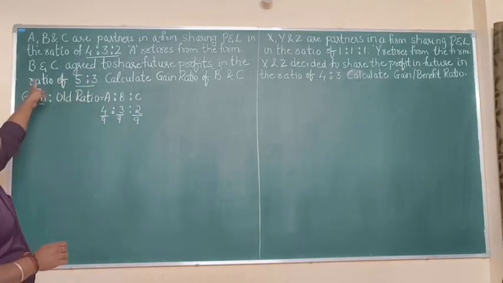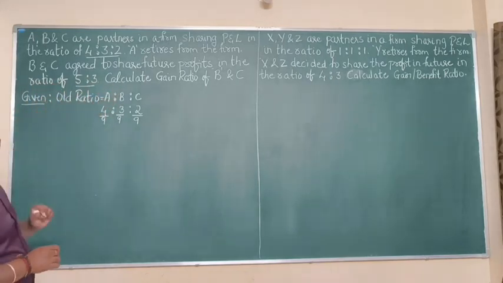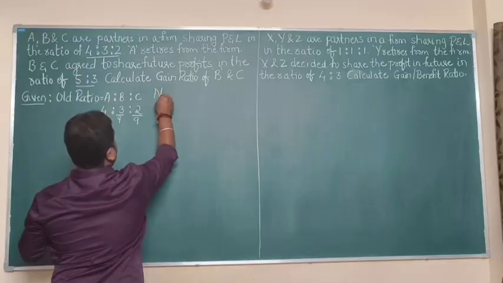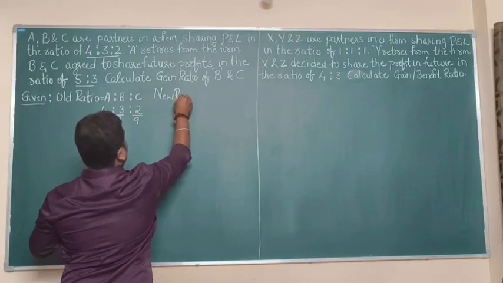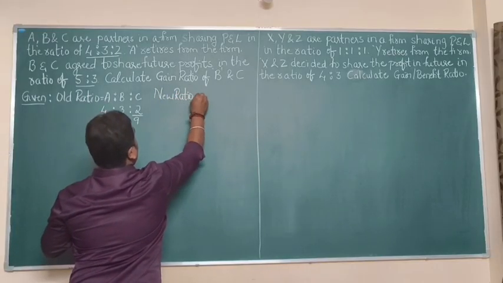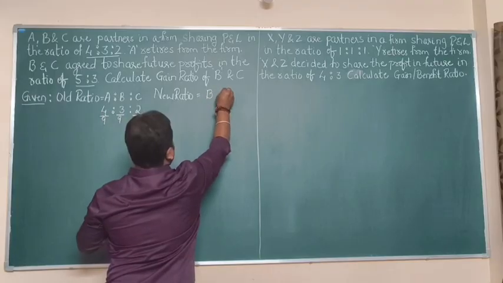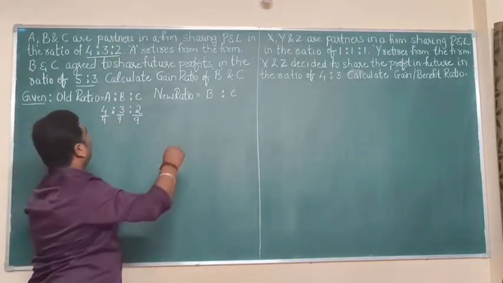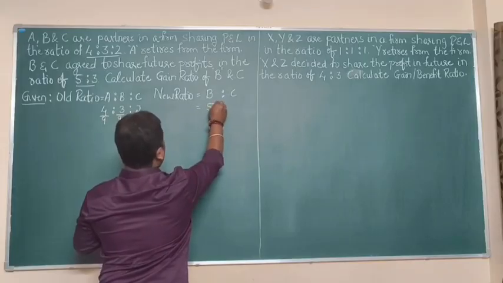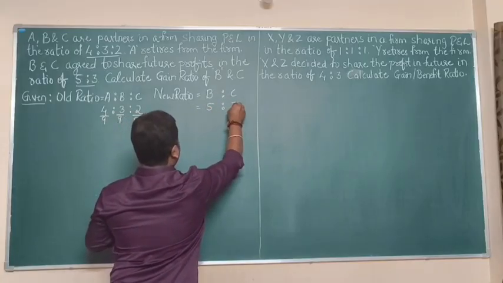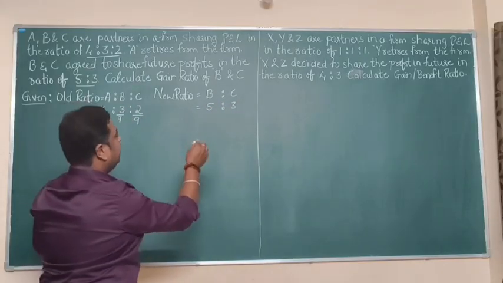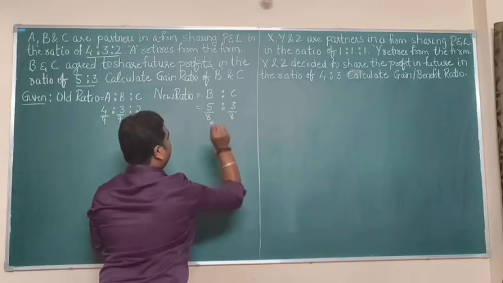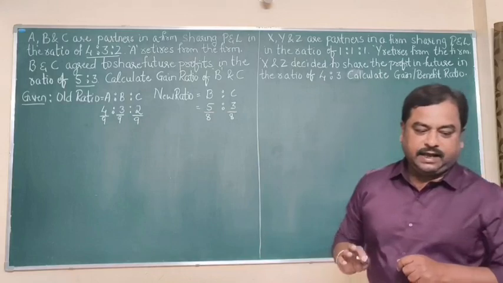Then they have given that B and C agreed to share the future profits in the ratio of 5:3. I'll write it here. New ratio is equal to, whose new ratio? The continuing partners' new ratio. B is to C. What is their ratio? 5:3. 5 plus 3, 8. So 5/8, 3/8. This is what is given to us in the question.